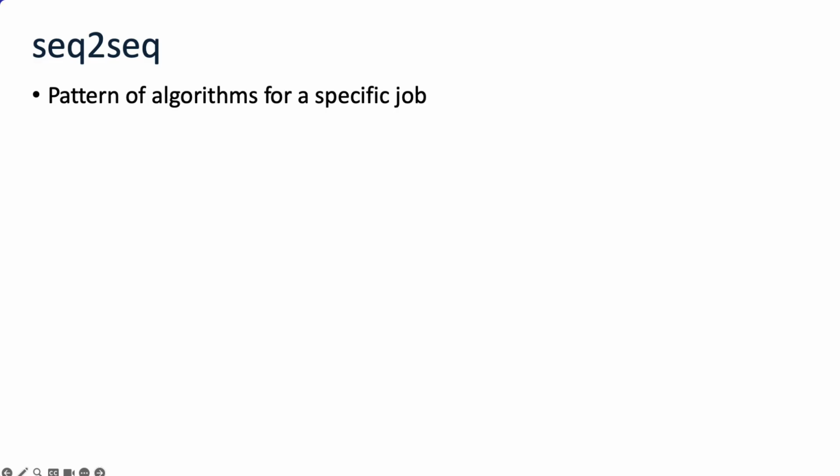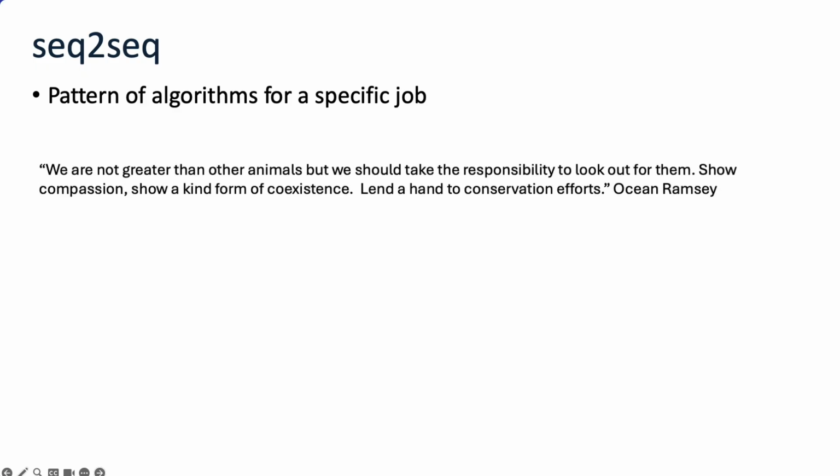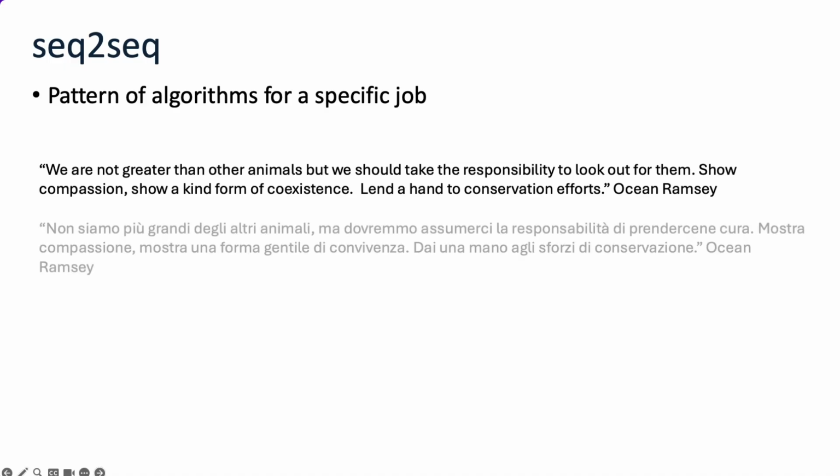Let's wrap up this algorithm section and talk about sequence to sequence, or seq to seq, which is not an actual algorithm, but a pattern of algorithms for a specific job. We've talked about natural language processing and recurrent neural networks and long short-term memory networks. So if we go back to our earlier sentence from our text data lesson, you can use seq to seq to translate sentences into a completely different language.